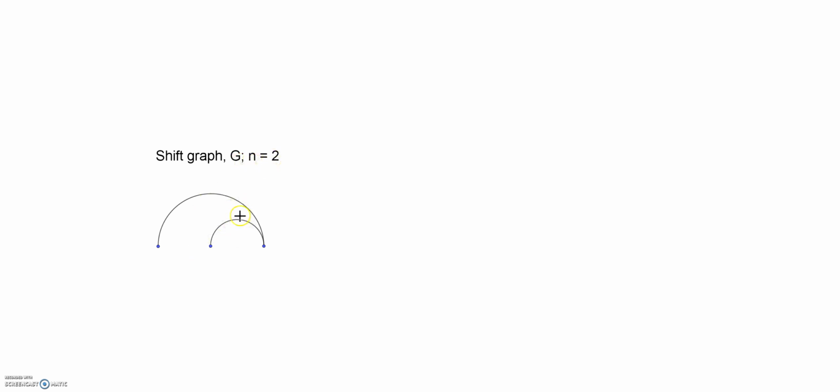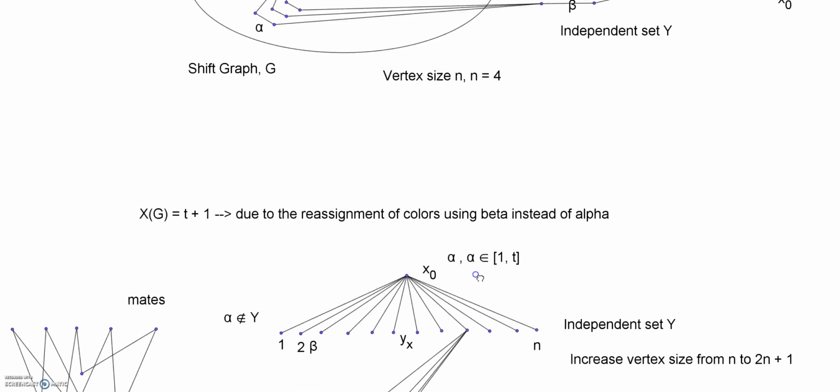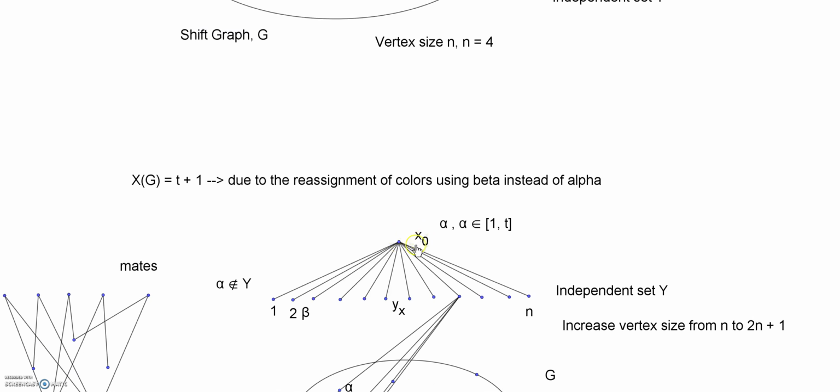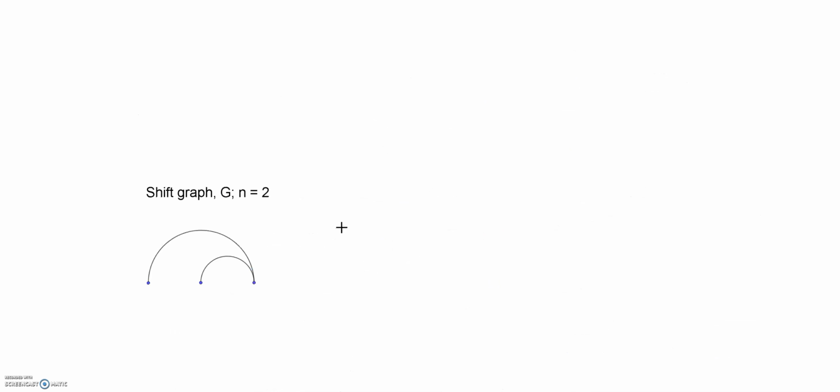If we recall the Mycielski construction, if I scroll down here real quick, we have this additional point here that's adjacent to all the vertices in an independent set Y. And why do we have an independent set Y and this additional point? Well, we wanted to increase the vertex size from n to 2n plus 1. So if I go back up here, right now I have n equals 2. So first I need to double it.